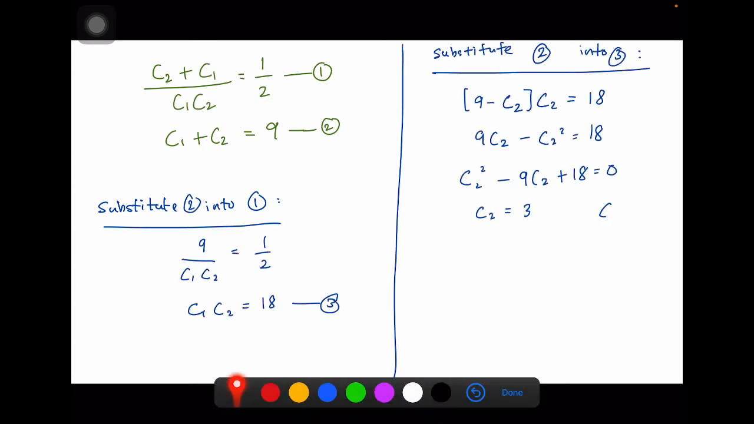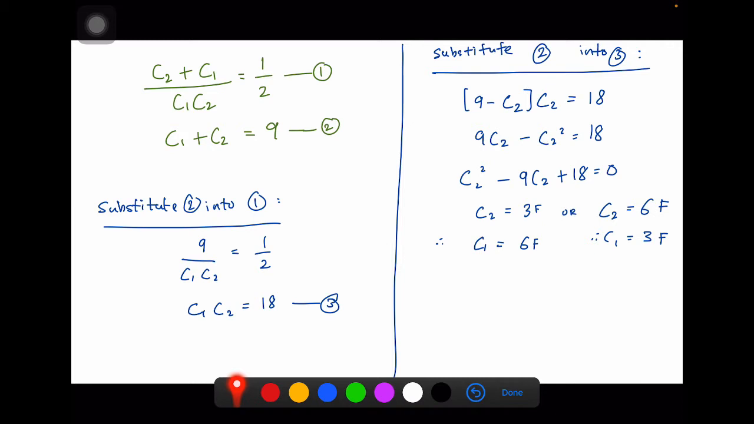Okay, now I have my equation just now. I just bring it over here and leave it like that. Notice that equation number 2 is C1 plus C2, so I can substitute it inside the first equation. It becomes 9 over C1 C2, and I can cross multiply. I bring it over here and over there, and I got 18 equals C1 C2.